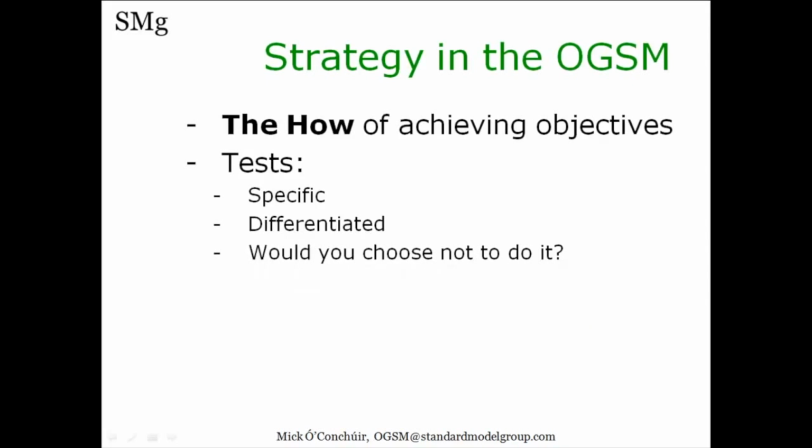So strategy in the OGSM is the how of achieving objectives. Tests for this are specific, differentiated, and asking the question, would you choose not to do it? Again, going back to that idea of making choices. A common strategy within OGSMs would be to execute with excellence. But that, according to these measures and according to the test, would you choose not to do it, is not a strategy. You would not choose to execute badly.